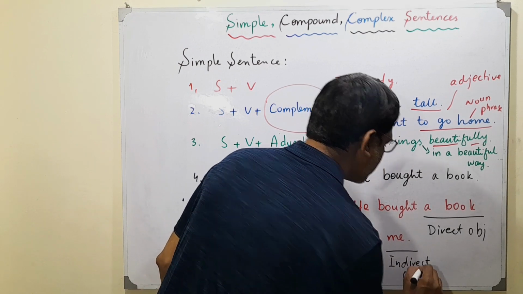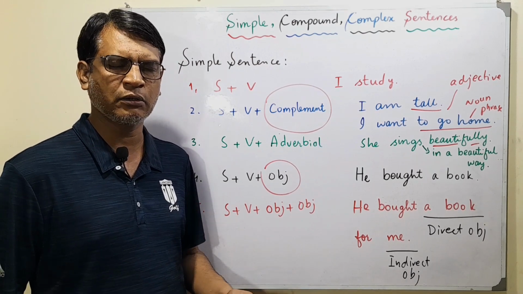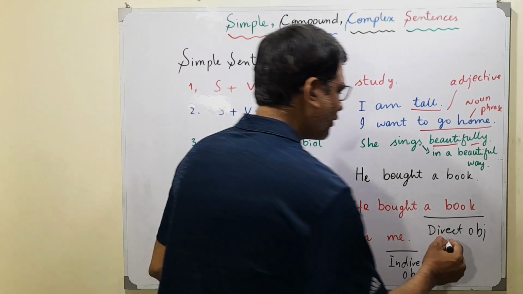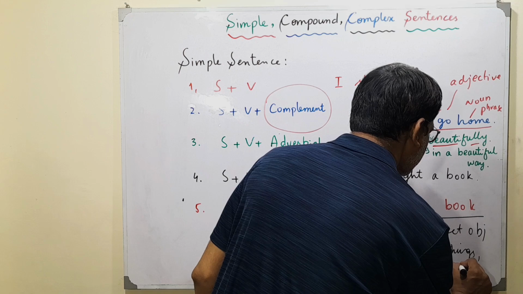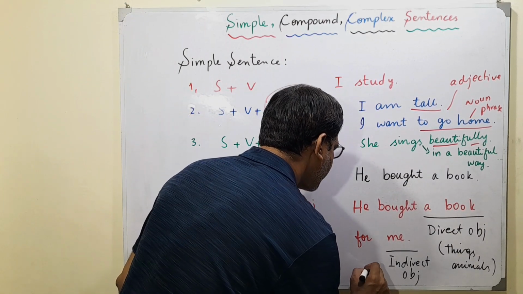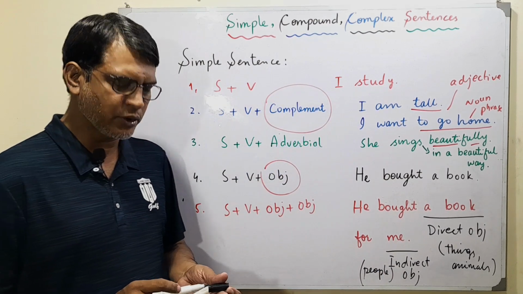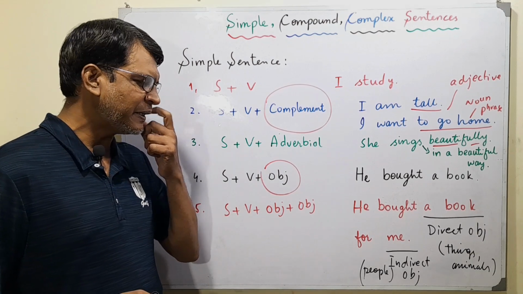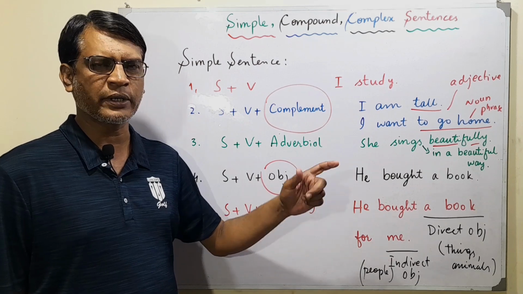How do we determine whether a word is a direct object or an indirect object? Well, the easiest way is that direct objects are always things or animals. Things and animals are direct objects. Indirect objects are always people. So if there are people like me, you, him, her, or any other person, that will be an indirect object. And a direct object will always be things or animals.